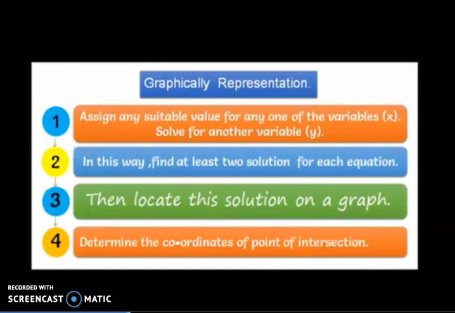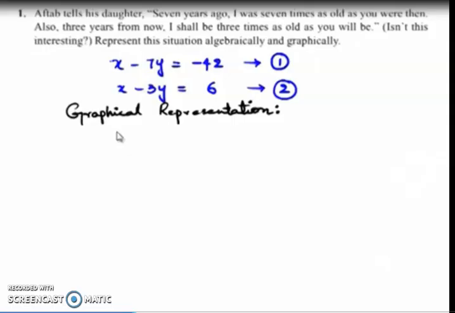Here I would like to suggest going for 3 solutions, as with 2 solutions we cannot check whether our solutions are right or wrong. But when 3 solutions are in a line, then I can always say that yes, my solutions are correct. Then I have to locate these solutions on a graph and determine the coordinates of the point of intersection. In this way, I will proceed for equation 1.